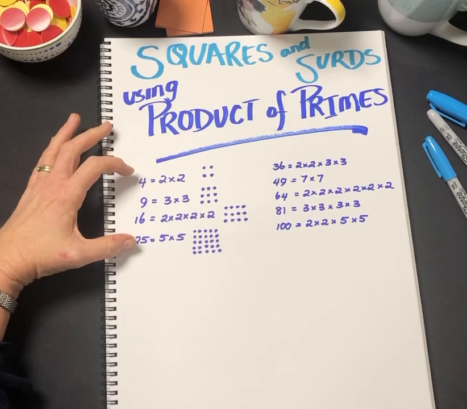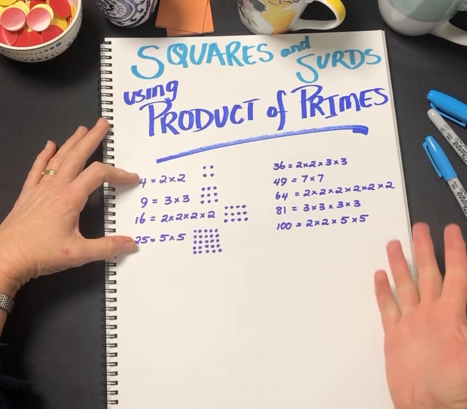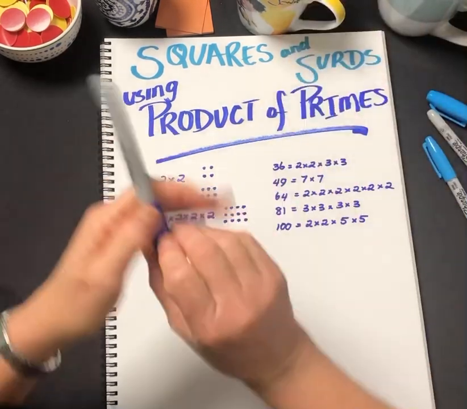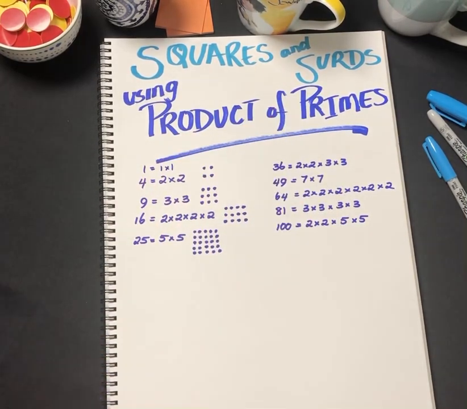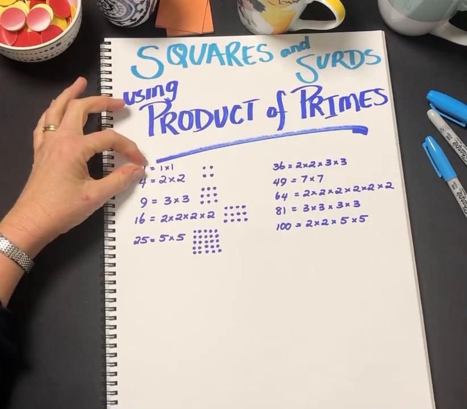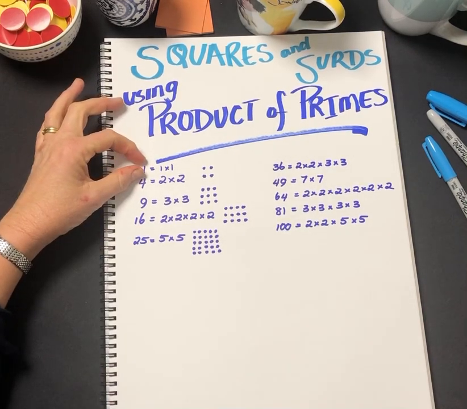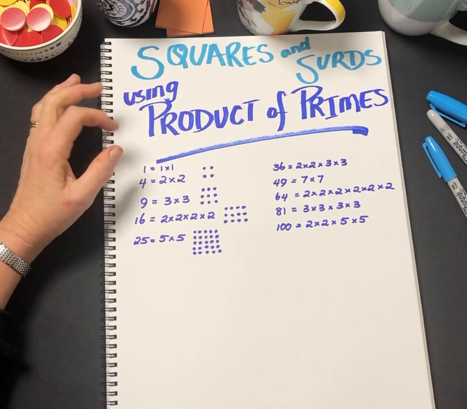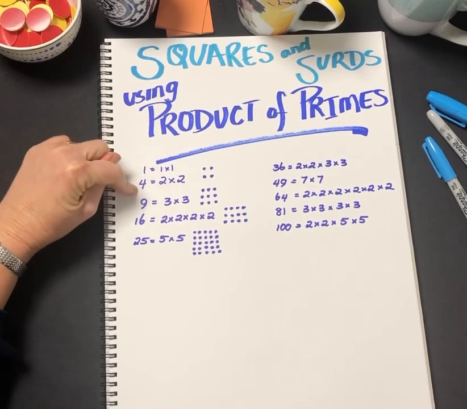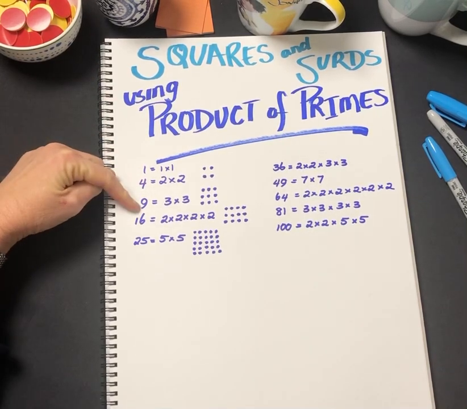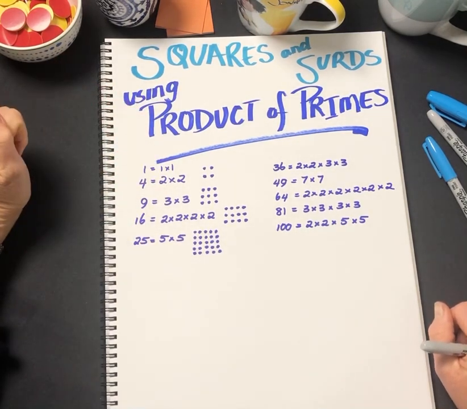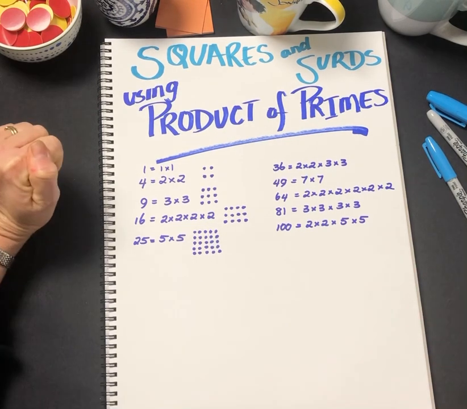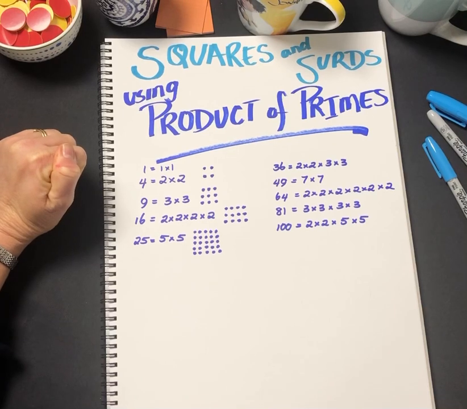I've already written here for us our square numbers. I didn't include one, which of course I should, but it is our number that we don't write as a product of primes because one's not a prime number, but it is a square number. So 4 can be written as 2 by 2, 9, 3 by 3, and so on. Each of them is represented as its product of primes, and hopefully you'll start to see a bit of a pattern occurring.